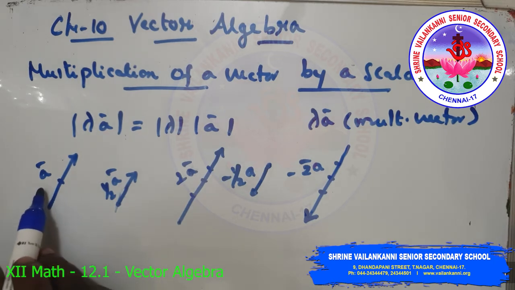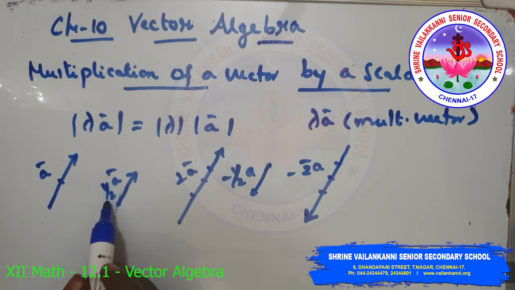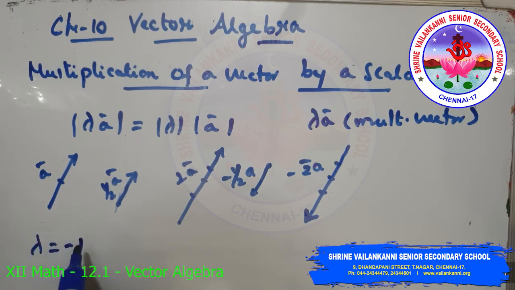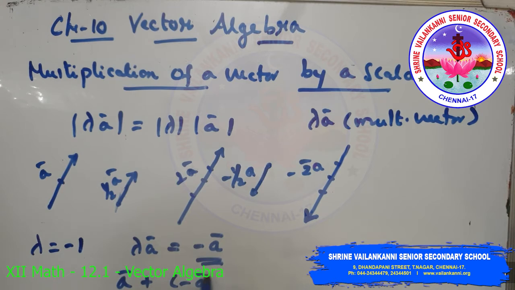Here we have a vector A and this is lambda A, where lambda is a scalar. When lambda equals -1, then lambda A vector is equal to minus A vector, which is a vector having magnitude equal to the magnitude of A and direction opposite to that of A. The vector minus A is called the negative or additive inverse of vector A. That is, A plus minus A vector is equal to minus A vector plus A, which is equal to 0 vector.